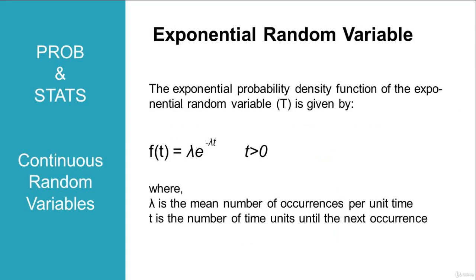Exponential random variables are often used to model the time that passes until a certain event occurs. An example would be decaying radioactive particles.